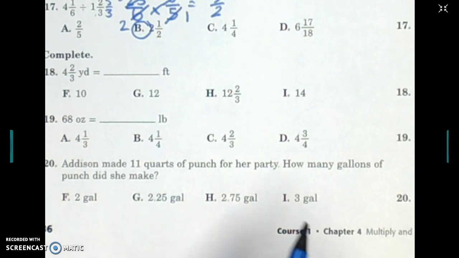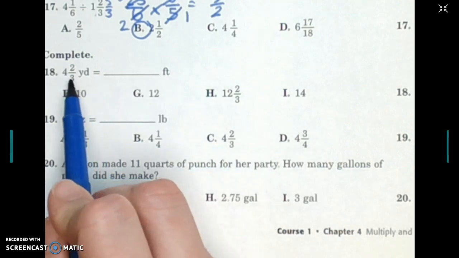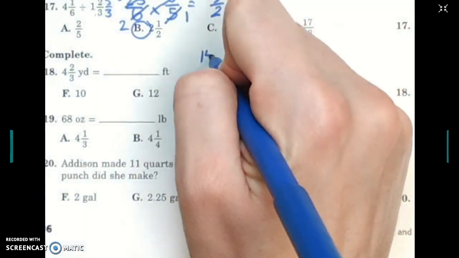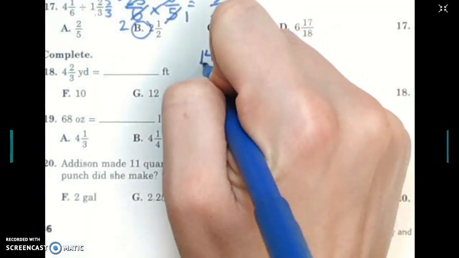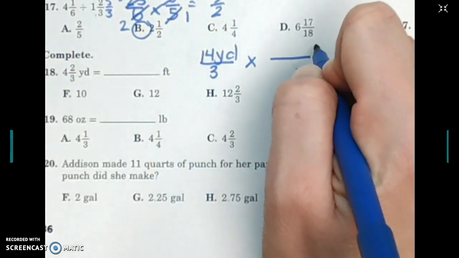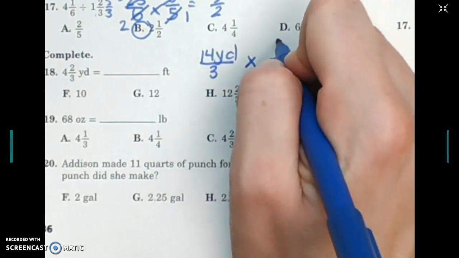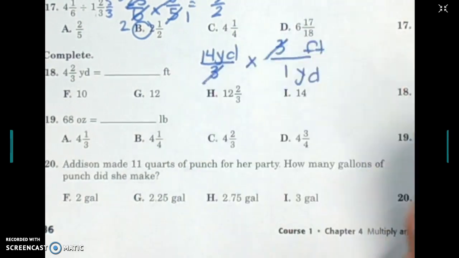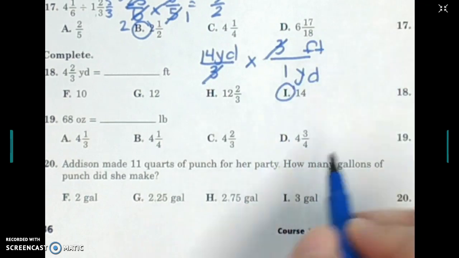So I have 4 2/3. Before I can do anything with that, I need to change it into an improper fraction. So 12, 13, 14. So we have 14 yards over 3 times, we put yards down the bottom, and then feet. And I know in 1 yard there are 3 feet. Our 3's cancel out, so we get 14.